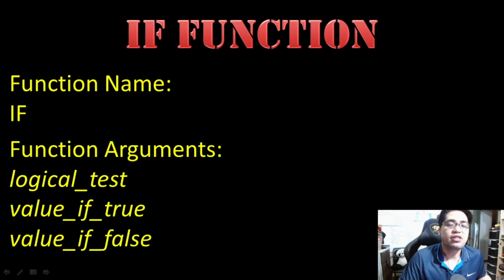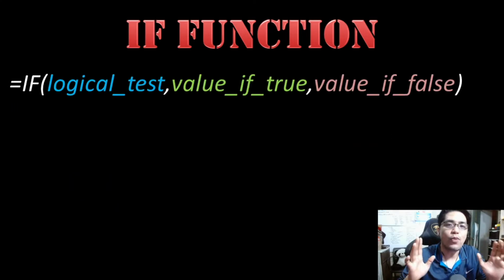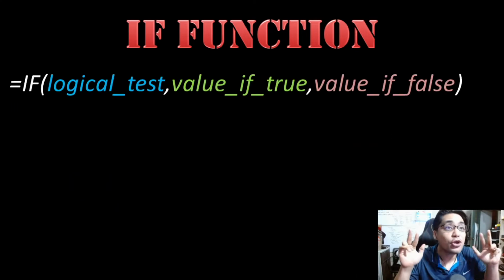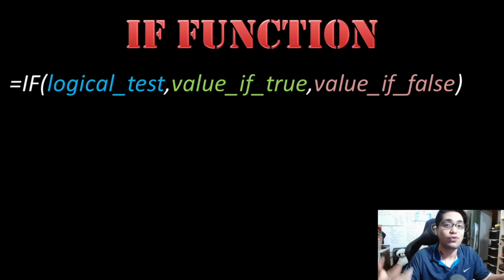So for the if function, the function name is if, and for the function arguments, you have first the logical test, and then you're gonna need the value if true, and then you're gonna need the value if false. Essentially, when you use the if function, the formula looks like what you can see on the screen. So you have here the equal sign, of course, and then you call out the if function and then open parenthesis.